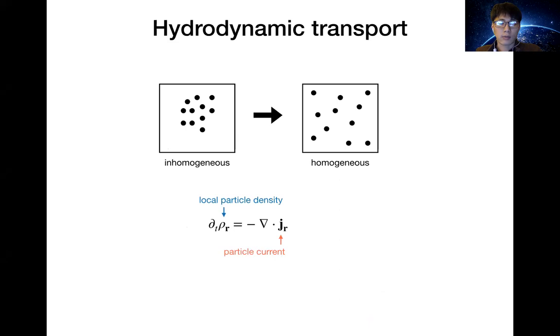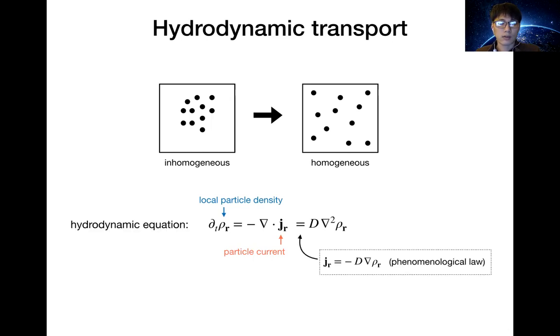Phenomenological hydrodynamic equations describe macroscopic relaxation to a homogeneous state. For example, suppose a simple fluid has a spatial inhomogeneity. As time goes, the particles move from a dense region to a sparse region. In other words, the particle flows against the density gradient. The speed of relaxation is determined by the transport coefficient D.